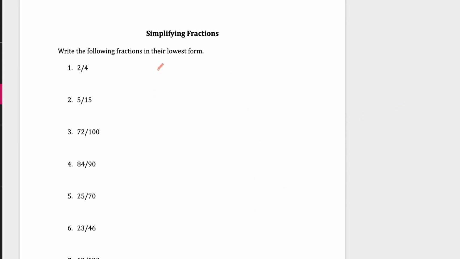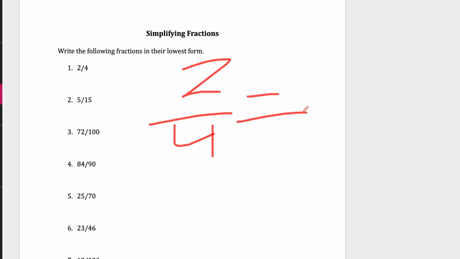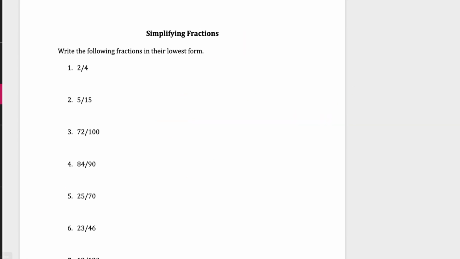The last part is simplifying fractions. So for number 1, you have 2 over 4. And you just have to divide by what could be divided into both the numerator and denominator. Divide both sides by 2. Then 2 divided by 2 is 1. And 4 divided by 2 is 2. So it's 1 over 2. So number 1 is 1 over 2.